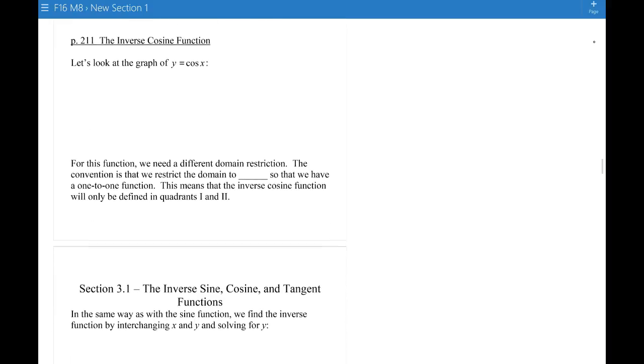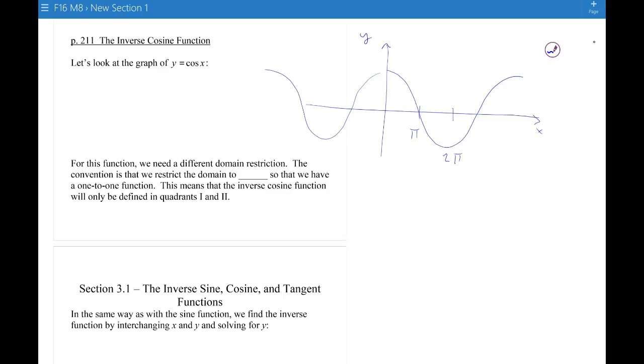Okay, so let's look at the inverse cosine function. If we look at the graph of the cosine function, again, we see that it fails the horizontal line test infinitely many times. So again, we need to do a domain restriction, but do you see how the domain restriction needs to be different? Here's 2 pi, here's pi. If I do negative pi over 2 to pi over 2, I'm going to still have a piece that fails the horizontal line test.